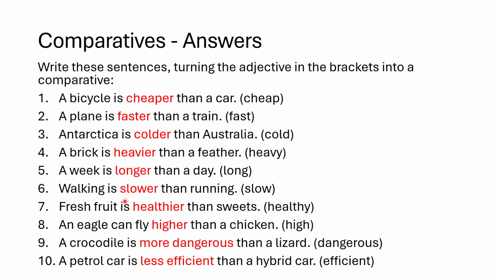6. Walking is slower than running. 7. Fresh fruit is healthier than sweets. 8. An eagle can fly higher than a chicken. 9. A crocodile is more dangerous than a lizard. 10. A petrol car is less efficient than a hybrid car.